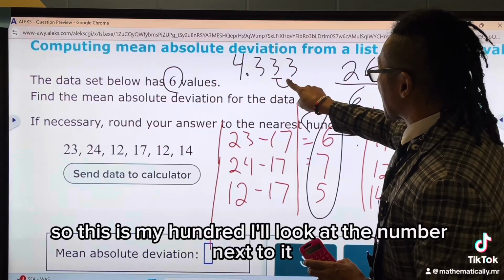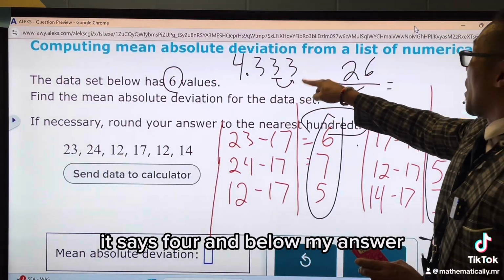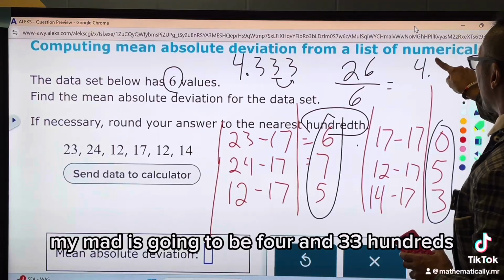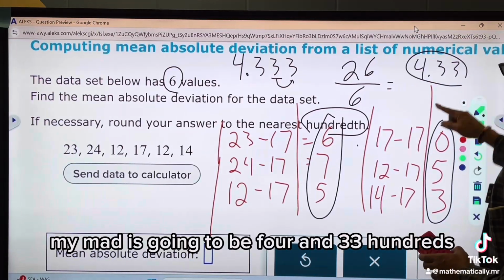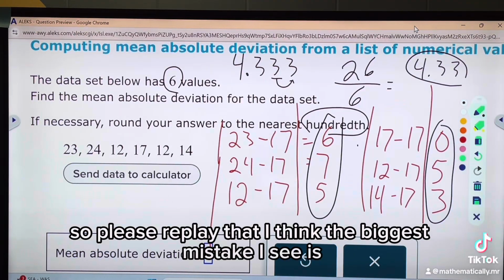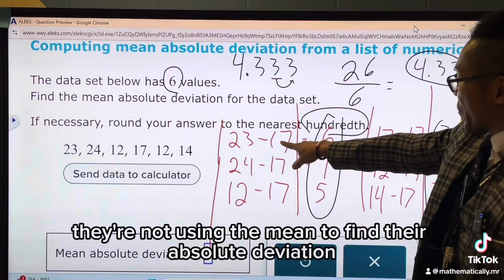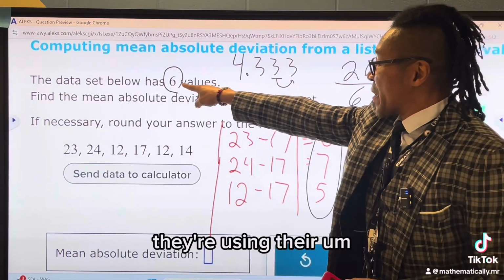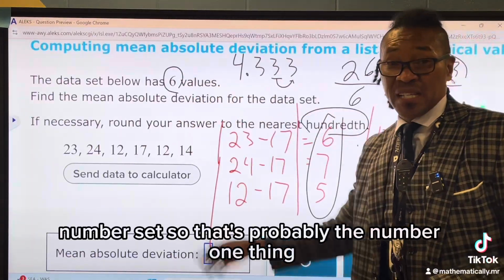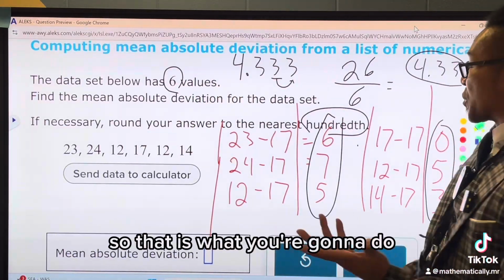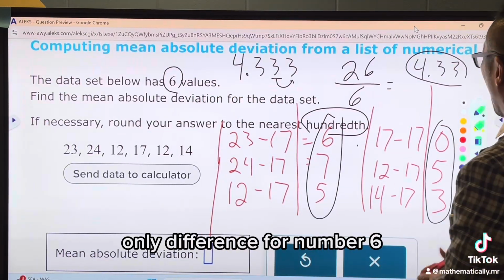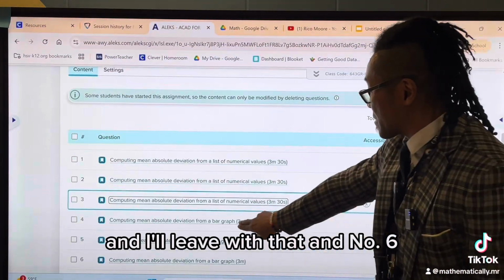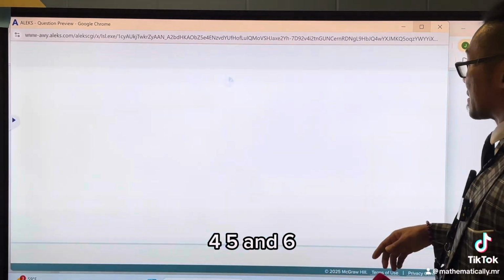So this is my hundredth. I'll look at the number next to it. So it says 4 and below. My answer is going to be 4 and 33 hundredths. So please replay that. I think the biggest mistake I see is they're not using the mean to find their absolute deviation. They're using their number sets. That's probably the number one thing. So that is what you're going to do for 1, 2, and 3.